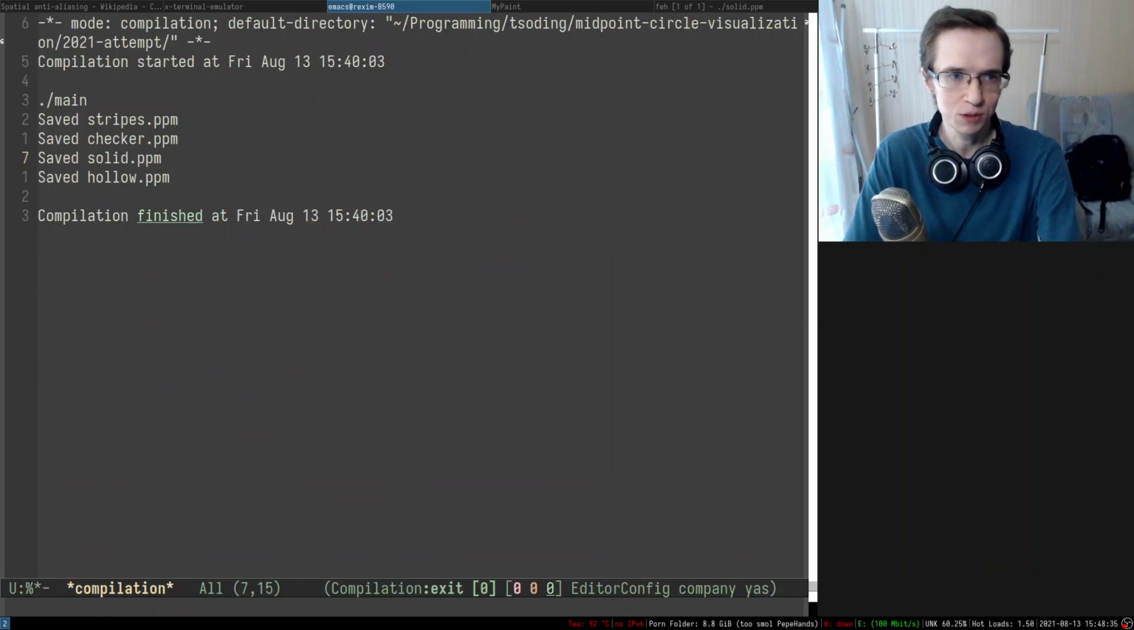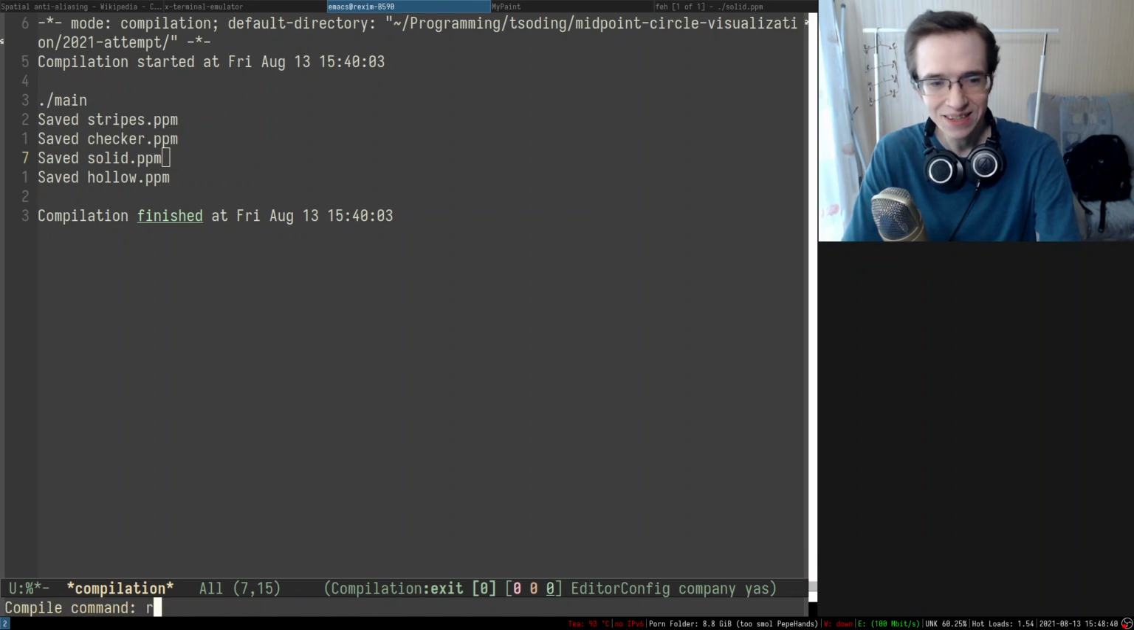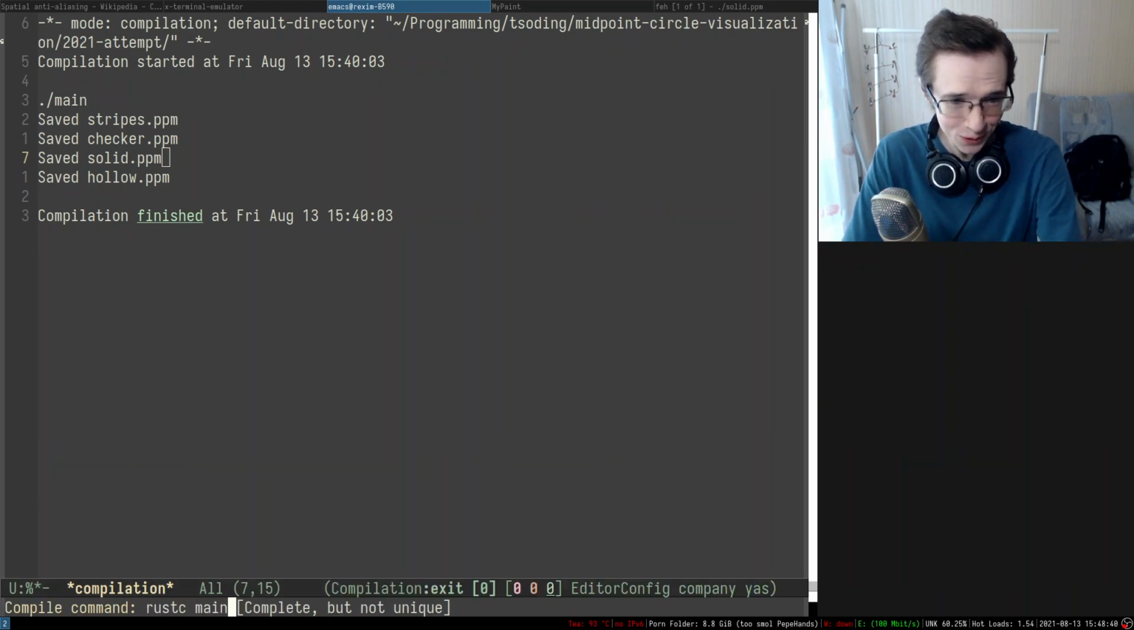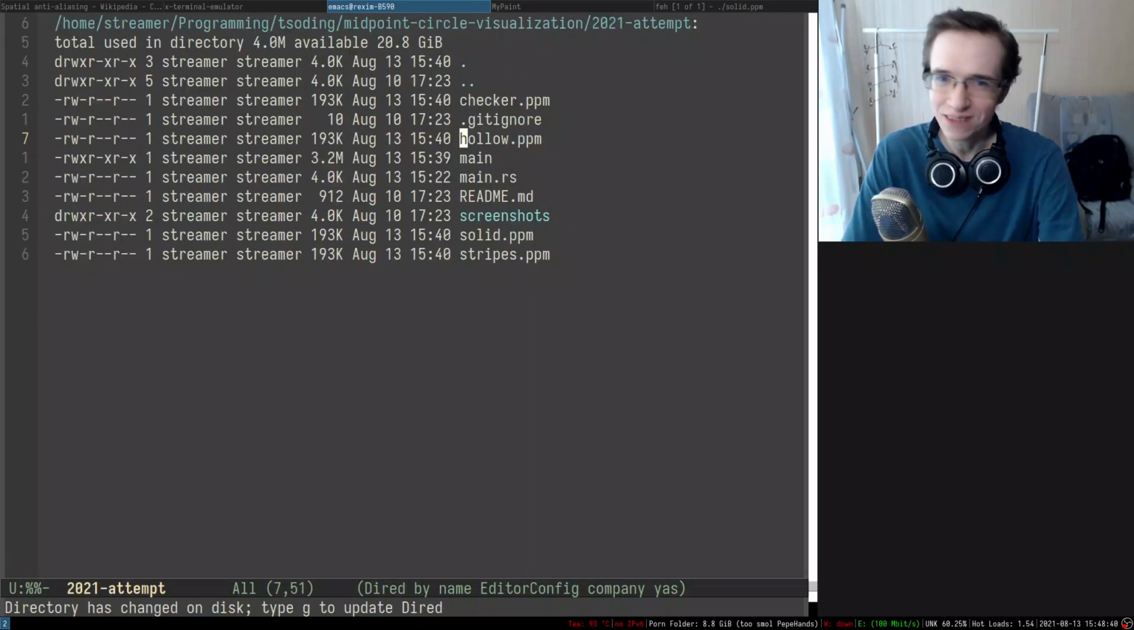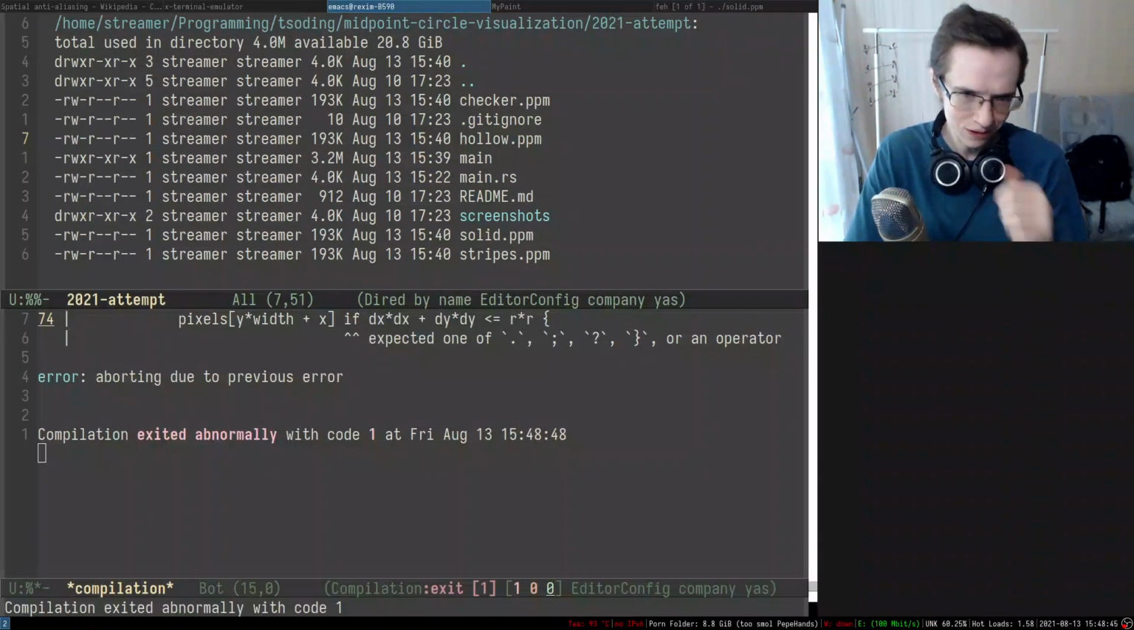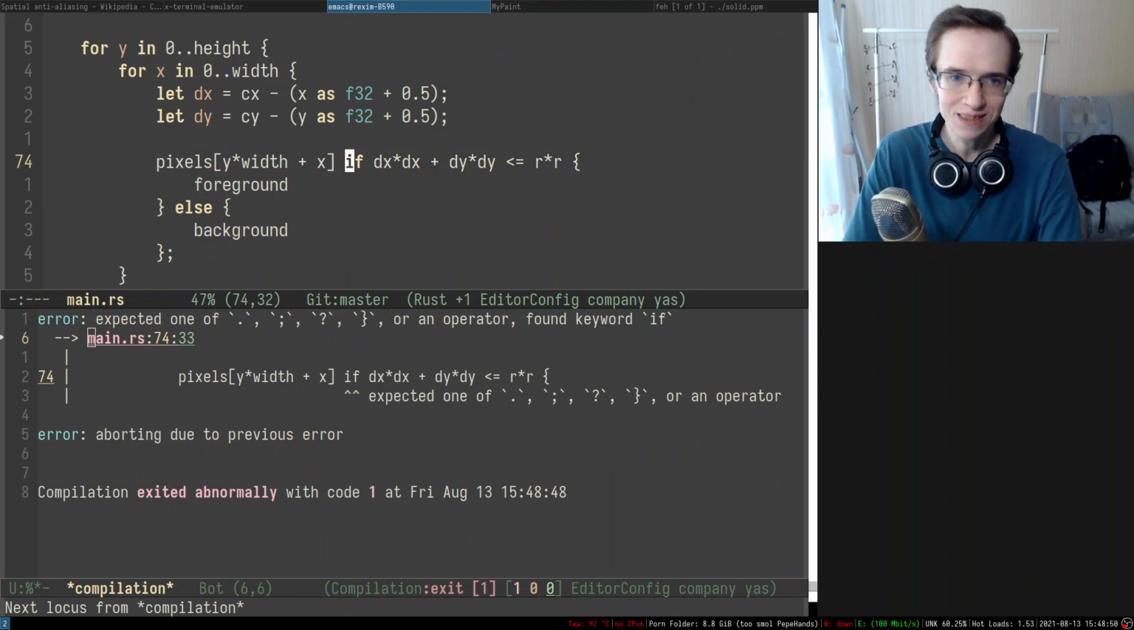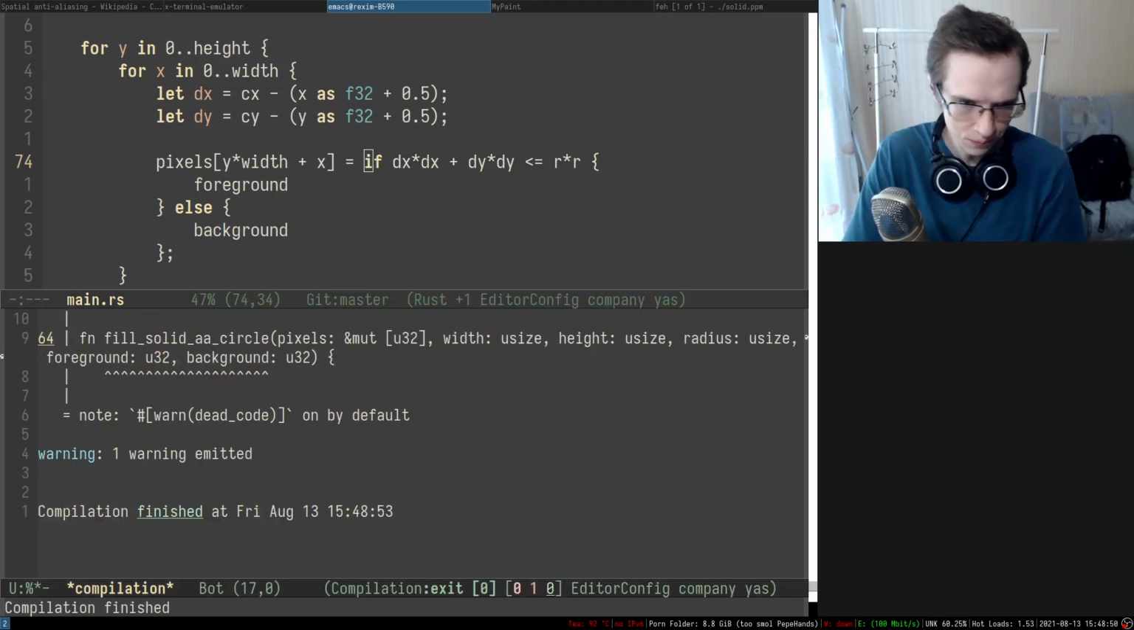Let's see if it compiles, because as you know, if it compiles, it works. Never gets old, never gets old. Okay, rustc main.rs, does it compile? Doesn't even compile, so it means it does not work. I forgot equals, of course.